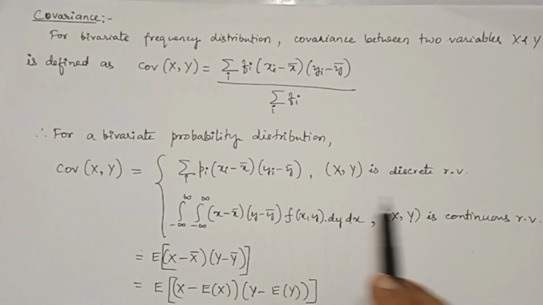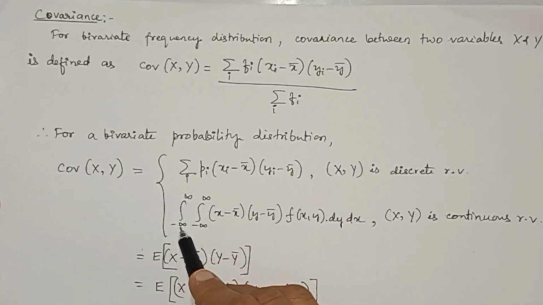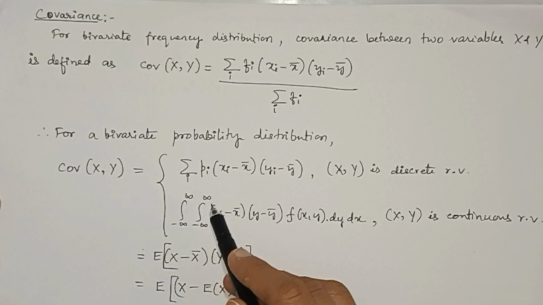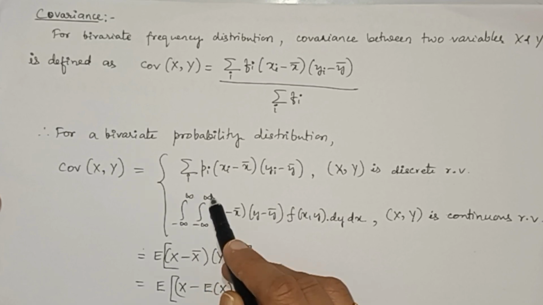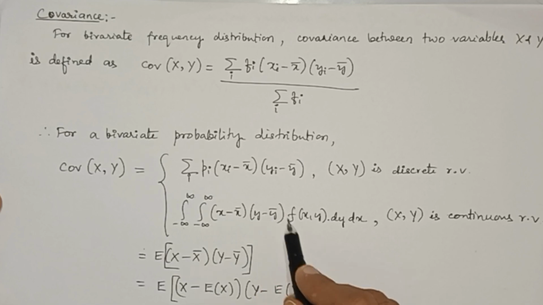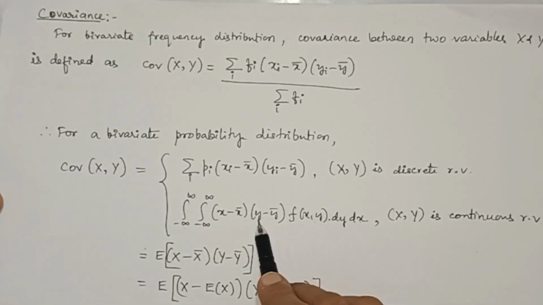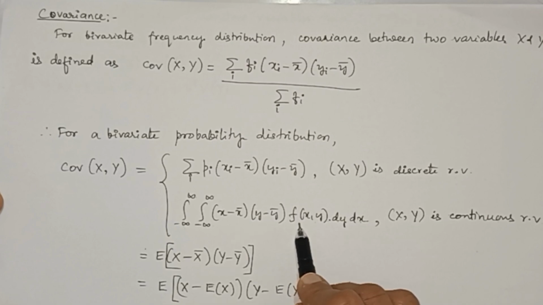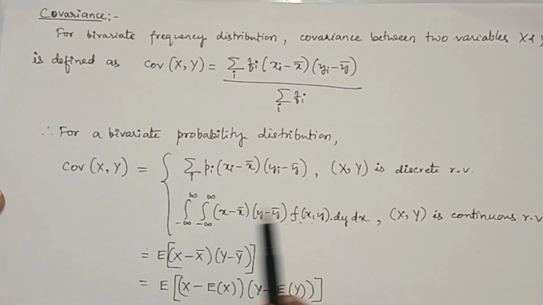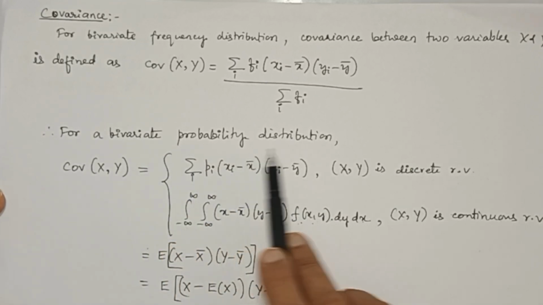In the case of continuous random variables, covariance is calculated using the double integral from minus infinity to infinity of (x minus x bar) into (y minus y bar) into f of x comma y into dy into dx, where f is the joint probability density function. So this is the definition of covariance of a bivariate probability distribution.